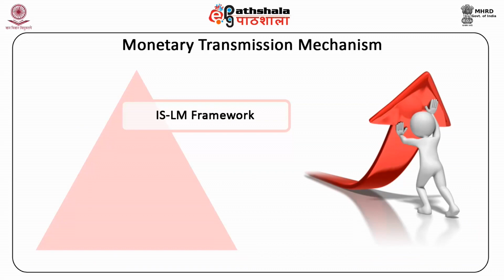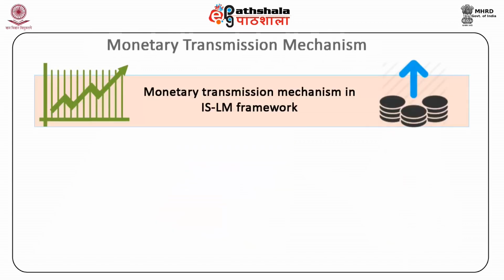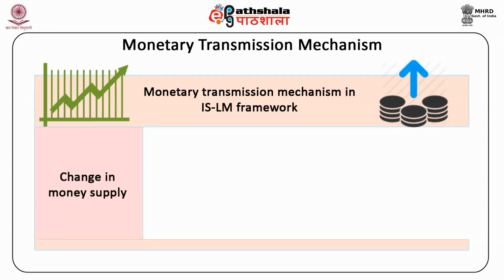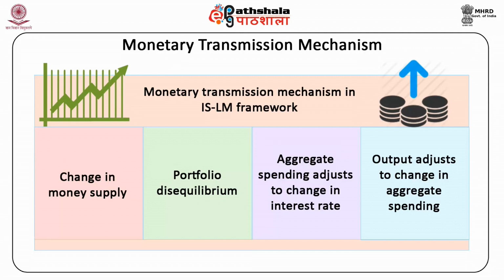In the ISLM framework, we assume prices to remain constant and all adjustment will be through changes in the interest rate and income. The monetary transmission mechanism in the ISLM can be explained through the following steps. First, change in money supply. Second, portfolio disequilibrium. Third, aggregate spending adjusts to change in interest rate. Fourth, output adjusts to change in aggregate spending.